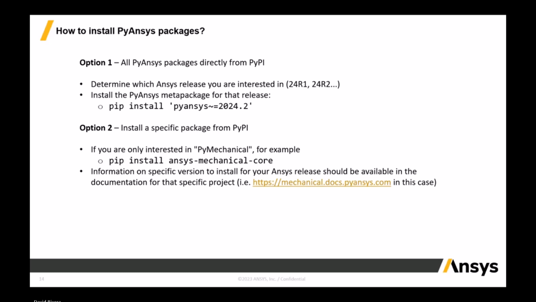In this case, if you want to install the latest version of PyMechanical, you would do pip install ansys-mechanical-core. We also have to differentiate between the Python package name, which is ansys-mechanical-core, and our library name that we provide to the repositories, which is PyMechanical. Whenever you want to install a PyAnsys library, make sure that you're using the correct Python package name, because otherwise it can lead to problems, of course.